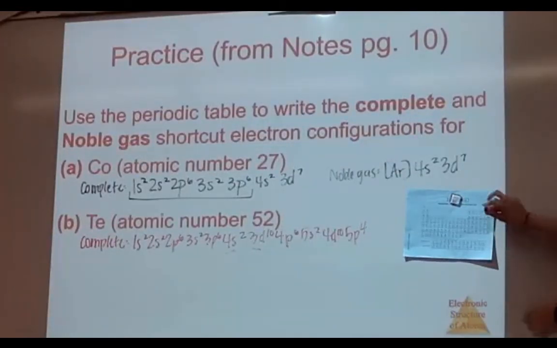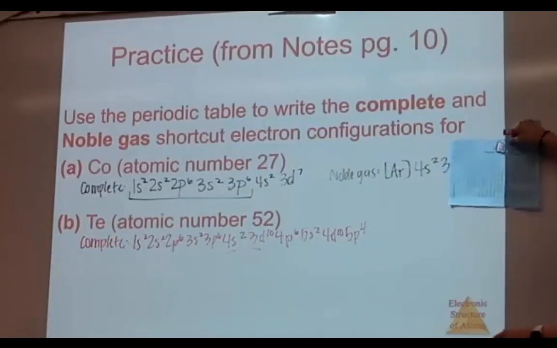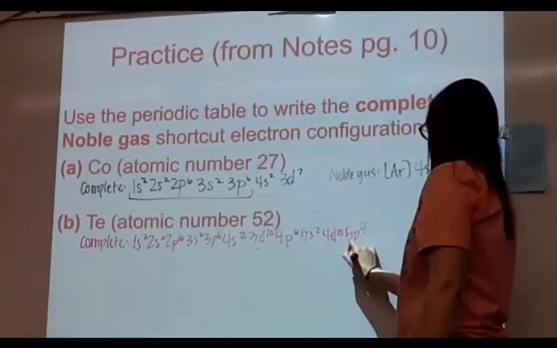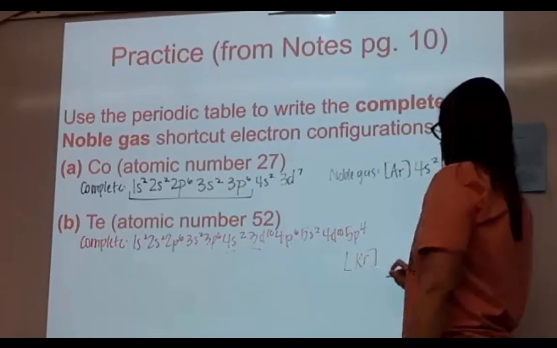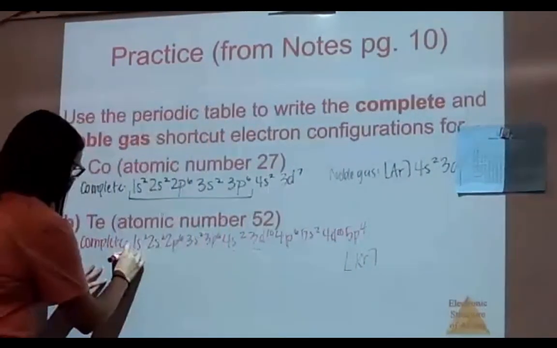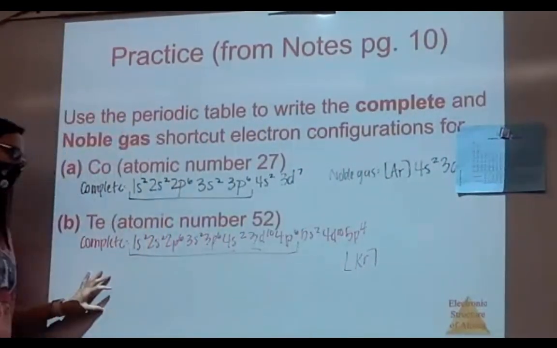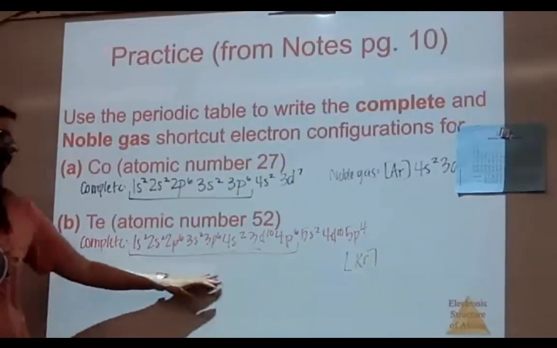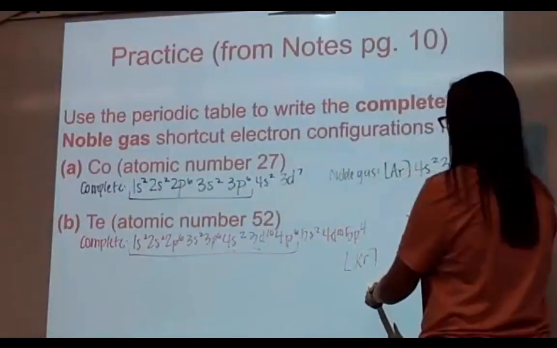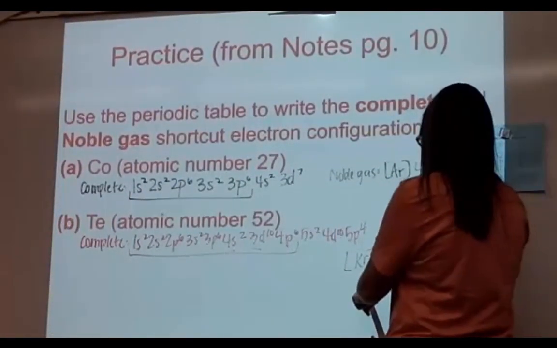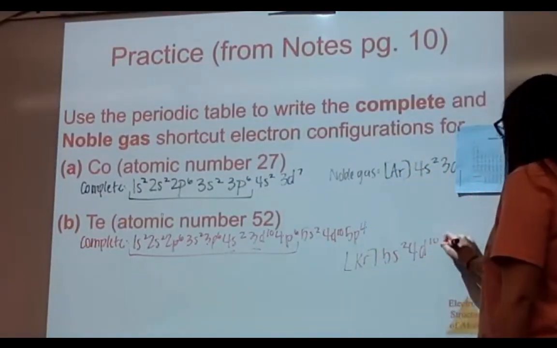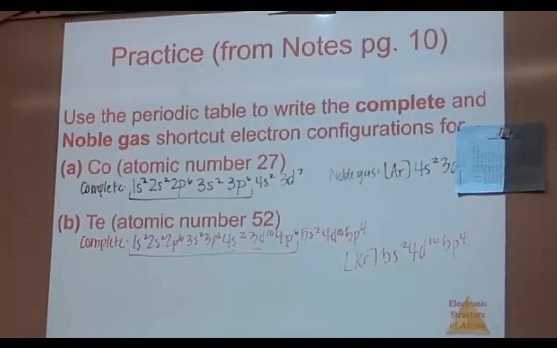Now, the noble gas immediately before tellurium is what? Right, krypton, Kr. So for the noble gas, I'll have krypton, and krypton will take all of this into account. So instead of writing from 1s all the way up to 4p, we could just put Kr in brackets if it allows us to do noble gas. Then 5s2, 4d10, 5p4.